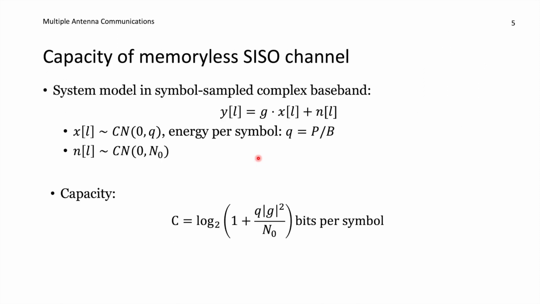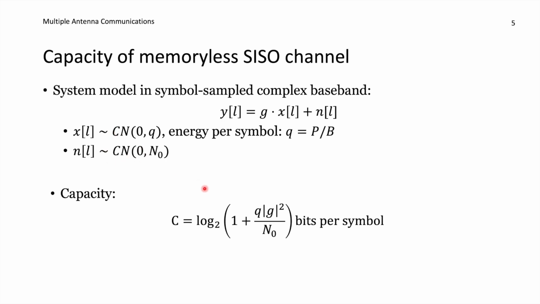The capacity of a memoryless SISO channel is discussed in detail in a background video. Now I will just describe that you have a system model in the symbol-sampled complex baseband, where you are transmitting discrete symbols with l being a time index. They always multiply with the channel response, and you receive a signal y[l] plus noise. And in order to achieve the capacity, you are sending a signal x[l], which is Gaussian distributed, and has an energy per symbol Q, which can be computed as taking the full power P in watts and dividing by the bandwidth B, because that is the number of complex symbols per second. And we denote the power spectral density of the noise N0, and this is also something that's complex Gaussian.